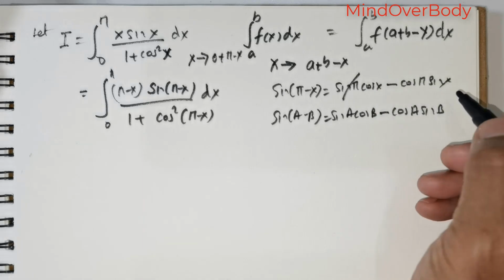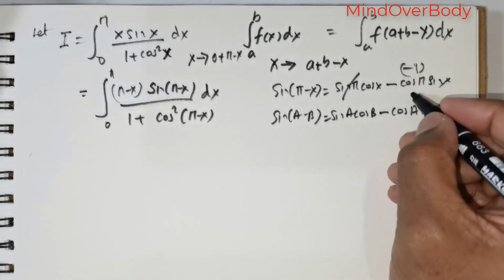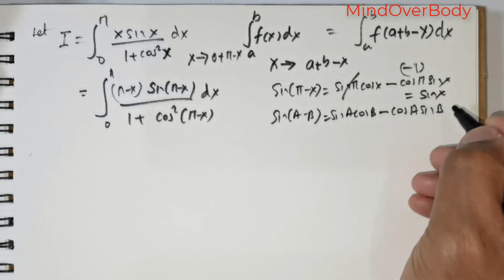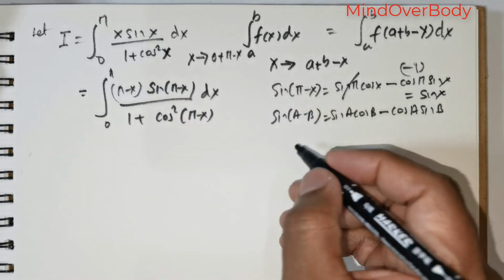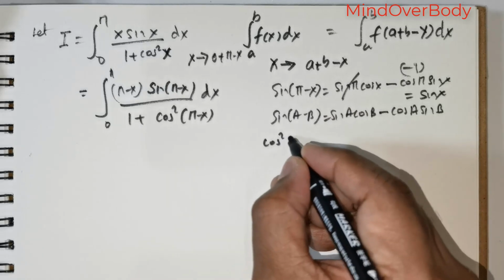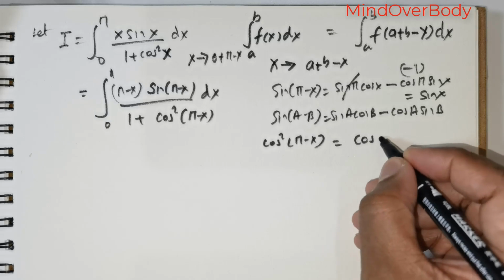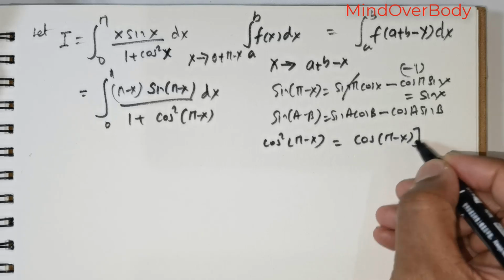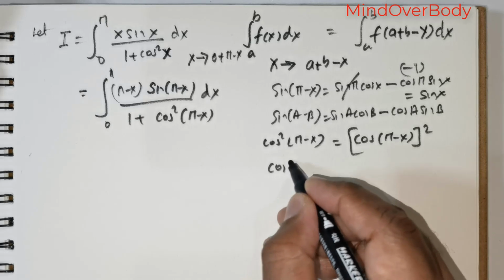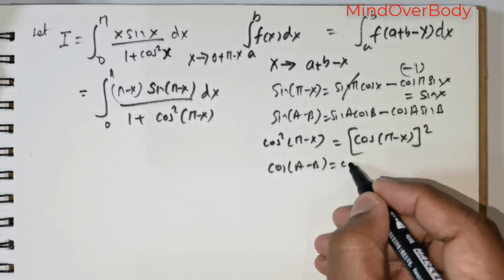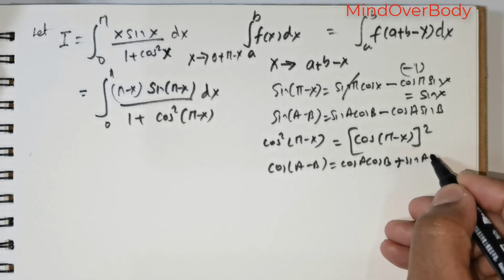Sine pi is 0, so this goes off. Cos pi is negative 1. Negative over negative will be positive, so this gives me sine x. That is done. Let me come to cos squared of pi negative x. This can be rewritten as cos of pi negative x raised to the power of 2. Now what is cos of a minus b? Let me write the formula. Cos of a minus b is equal to cos a cos b positive sin a sin b.